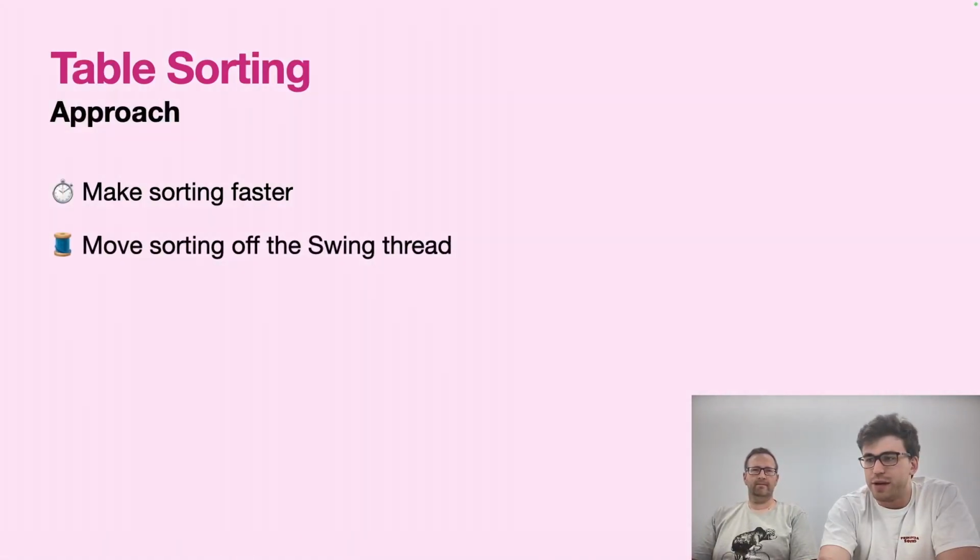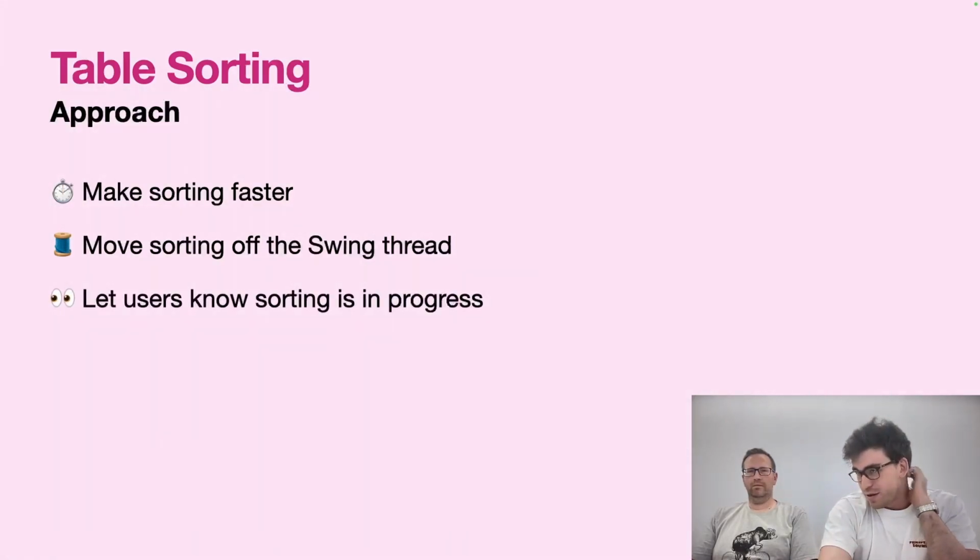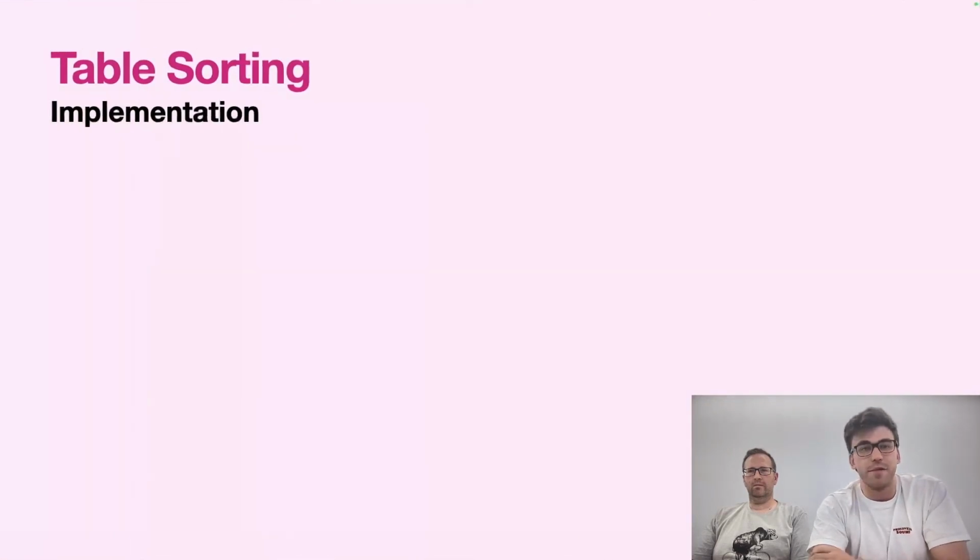Even though we were able to make the sort operation faster, we still don't want to lock the UI for its duration. So in order to do this, we had to figure out a way to move the most intensive tasks off the UI thread, which is quite the challenge when you're trying to preserve data integrity on a table. And finally, we want to let users know that sorting is in progress and that Burp hasn't just crashed or given up while it is doing the processing. So we had to come up with something for that.